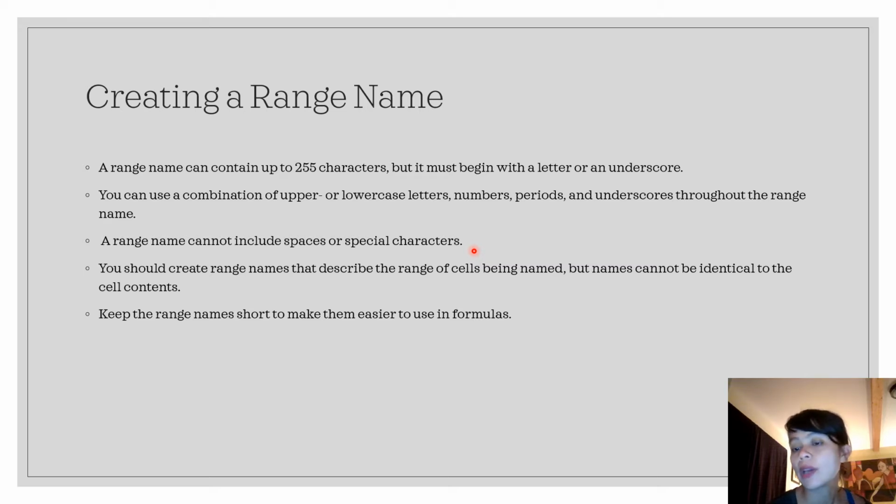Okay, no spaces especially. You should create range names that describe the range of cells being named. So it should be descriptive, properly named. Names cannot be identical to the cell contents. Remember that. Keep the range names short to make them easier to use in formulas. So although a range name can contain up to 255 characters, you don't need to make it long. Make it as short as possible.